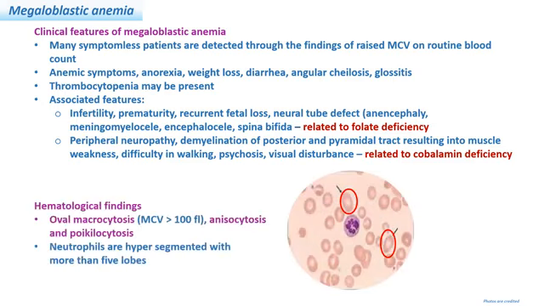Hematological findings: oval macrocytosis, MCV more than 100 femtoliter, anisocytosis, and poikilocytosis. Neutrophils are often hypersegmented with more than 5 lobes. In the picture, we can see that oval macrocyte RBCs are present.